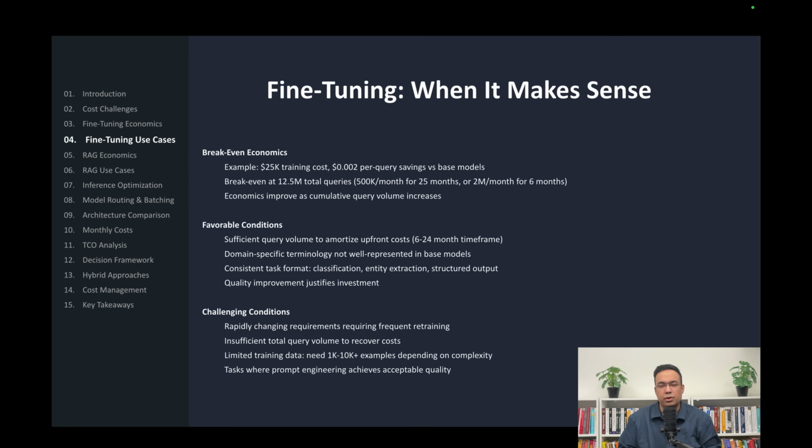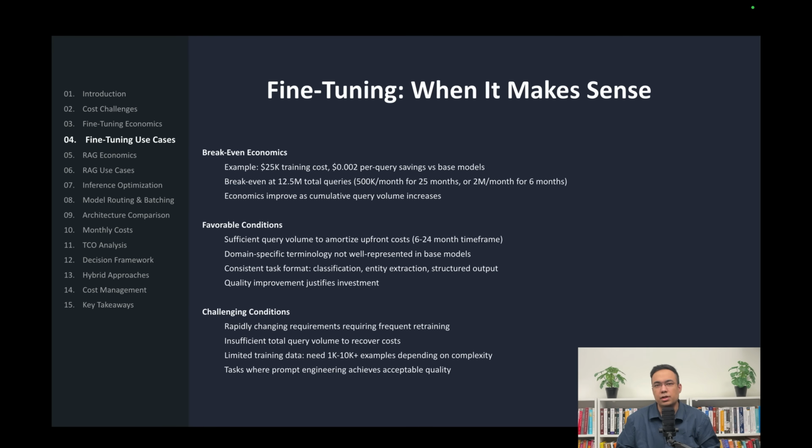As your cumulative query volume increases, the economics of fine tuning improves because you are amortizing the upfront cost over more and more queries. Now let's talk about the favorable conditions where fine tuning makes sense. First, you need sufficient query volume to amortize the upfront costs. I typically look for a 6 to 24 month payback period depending on your organization's financial constraints.